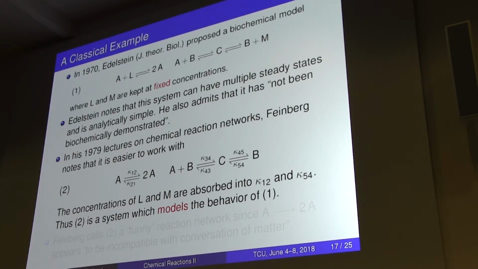Well, basically these concentrations are constant. So when you do right here, basically you have the rate of this, but how that's affecting A, it's going to be the rate of this times the concentration of L. But L is kept at a constant concentration, and so I'm just going to take that concentration and slurp it into the rate constant. And so that's what Feinberg did. He took the concentrations of L and M and just absorbed them into that one and that one right there. And then you get a system right here which models the behavior of this one.